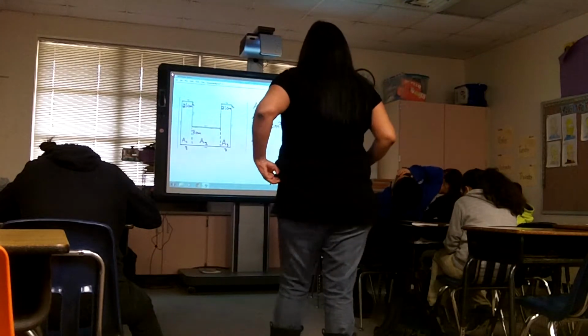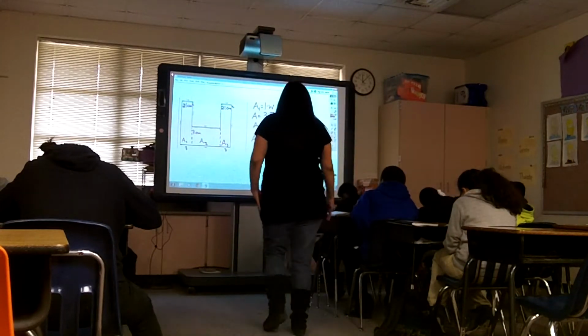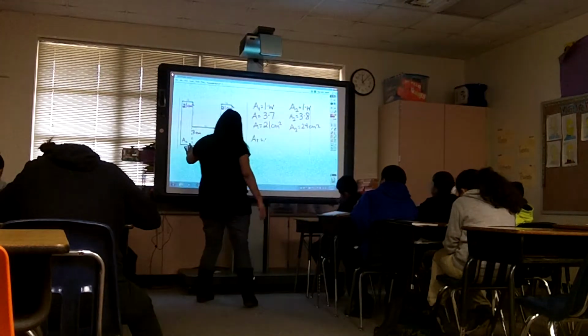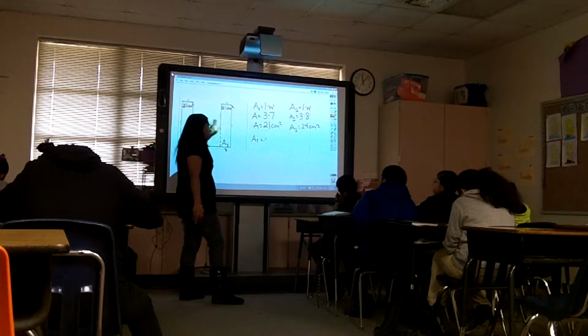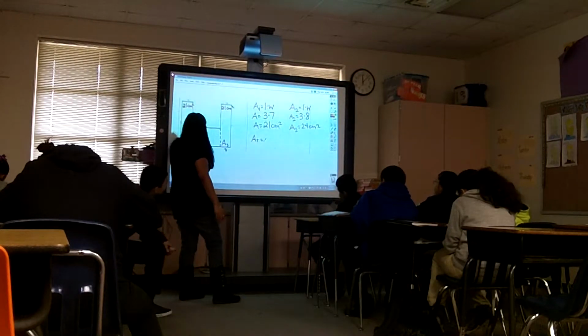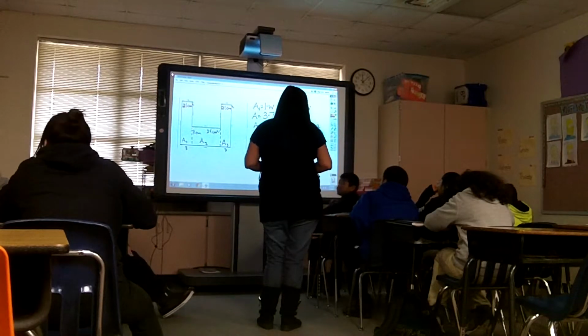Where's the third one? A3. Do we need to solve for A3 or can we use this one? Well, what do we notice about these two shapes? They're the same. So what could we put over here? But it's not 8 by 8.